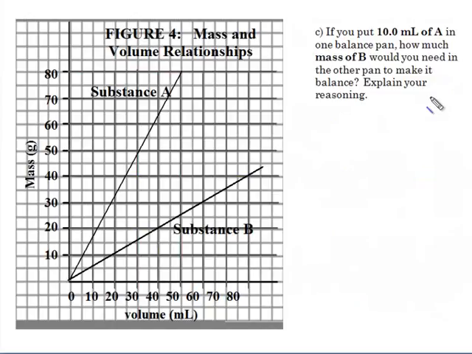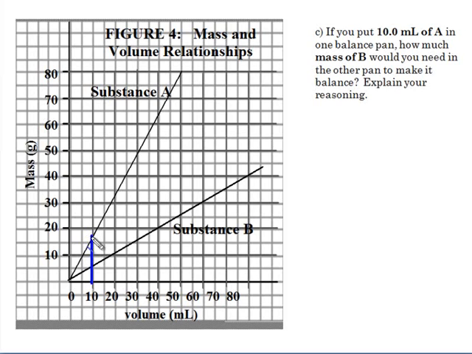Alright, so we are on question C, and it says if you put 10 milliliters of A in one balanced pan, how much mass of B would you need in the other pan? So I can do that 2 ways. I can actually draw a line from 10 milliliters of A, right? I can actually draw it right up through line A and B. And the question is, what is my mass of B going to be? Well, what I got to look at is, what is my mass of A?